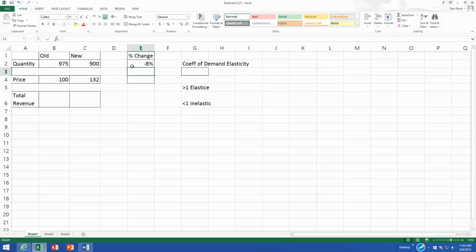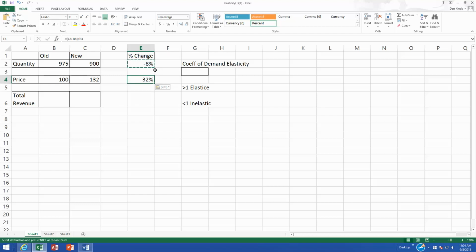So here, a negative 8%, right? And again, it looks about right. It went down. My quantity sold went down by 8%. So again, I'm just going to copy this formula down because it should work. I right click and copy, click down here in E4. I'm just going to paste the first one, we'll do fine.